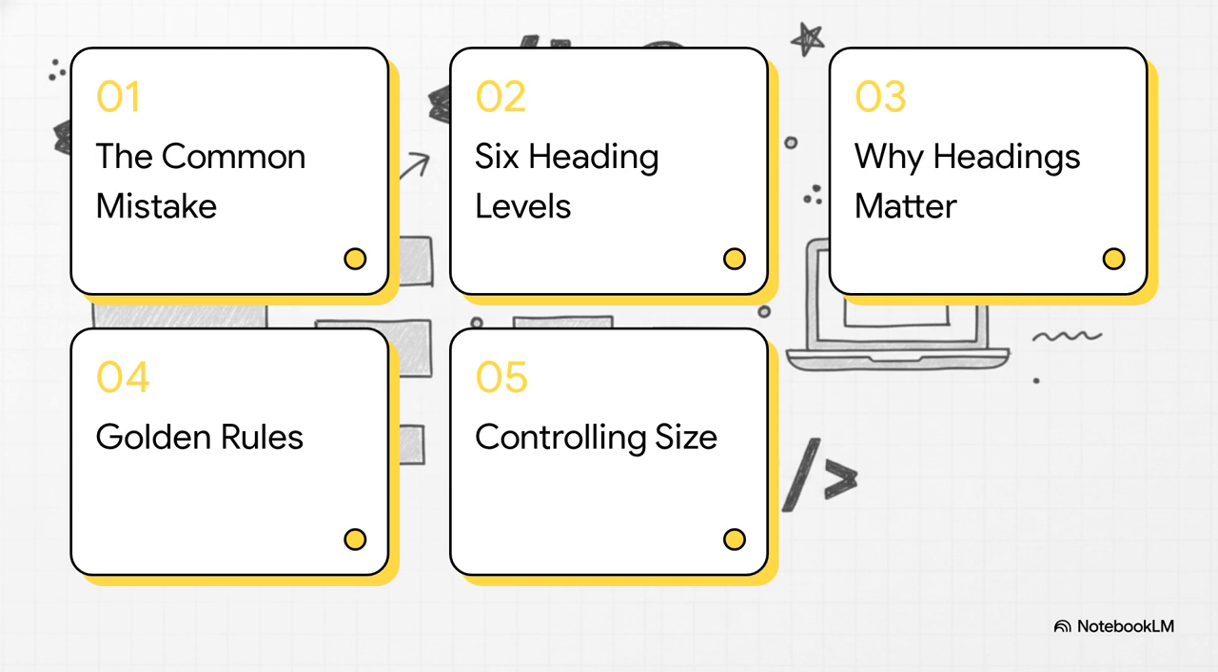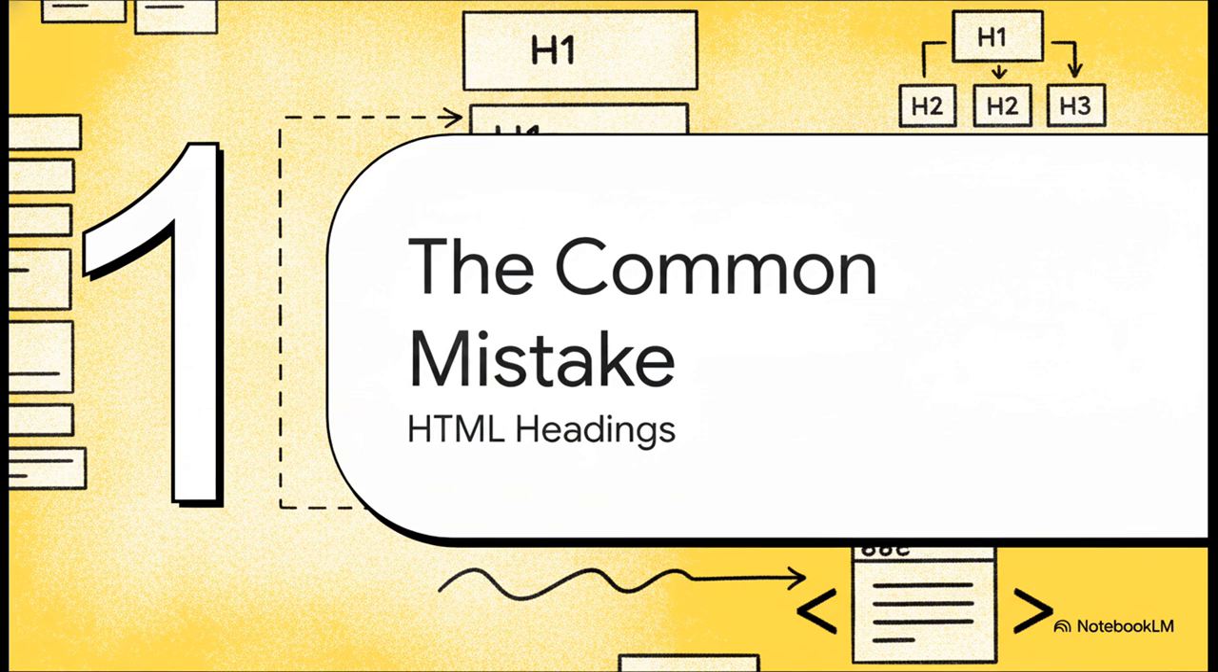Number 1, the common heading mistake. 2, the 6 heading levels. 3, why headings actually matter. 4, golden rules for headings. And finally, number 5, controlling size with CSS. Okay. Let's jump straight into section 1, the common heading mistake.